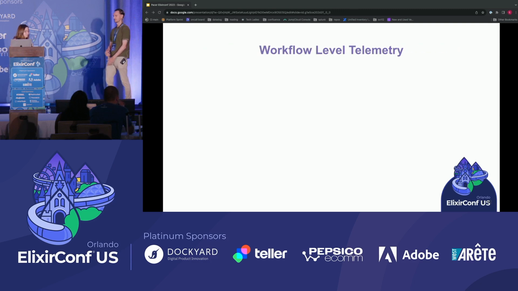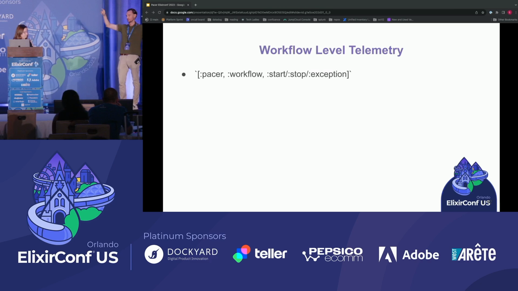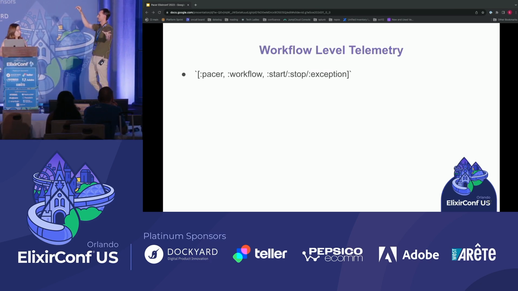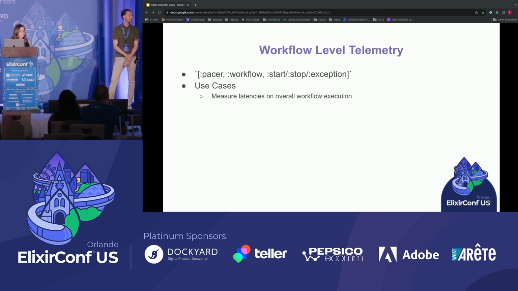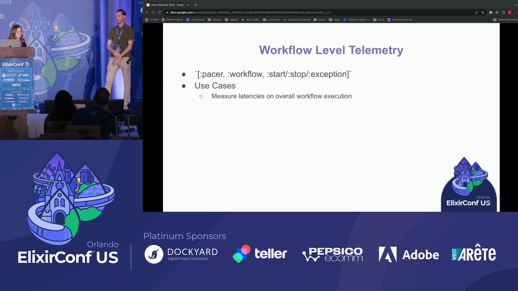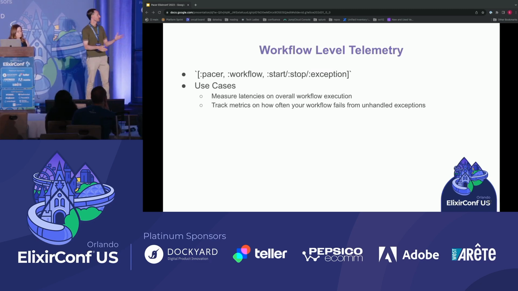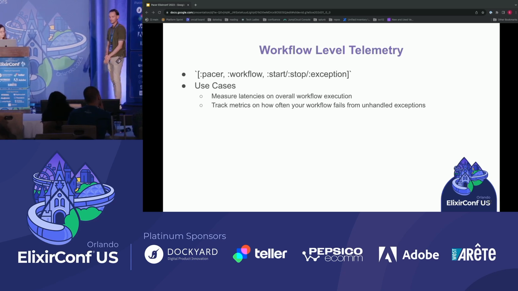All right, and the last thing, we added telemetry on 2 different levels here. With our workflows, we wanted to have a full wrapper. How long does it actually take for you to run your workflows? And so there's telemetry around that. We do a start, stop, exception event around the Pacer workflow execution in its entirety. So use cases for this would be creating dashboards for latencies on important workflows to you, being able to monitor things like error rates on the workflows as a whole.